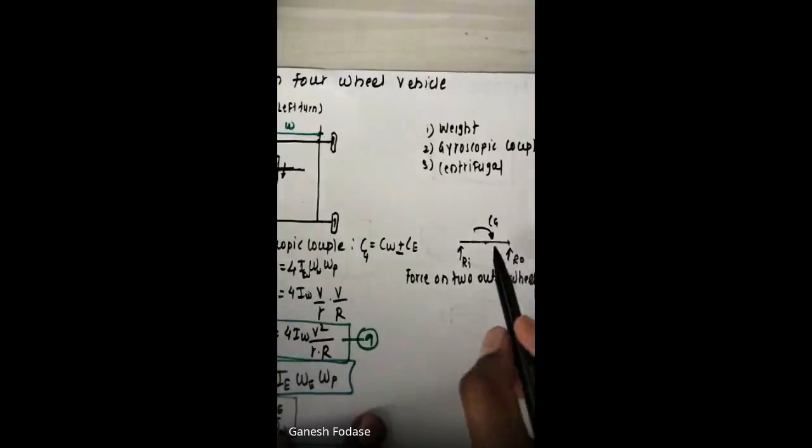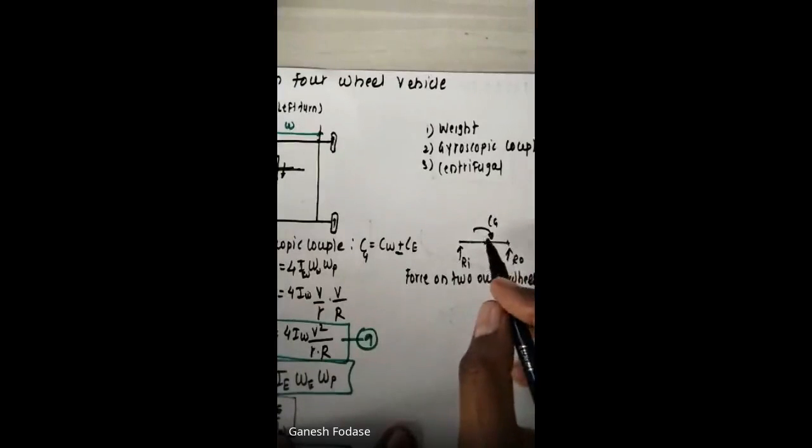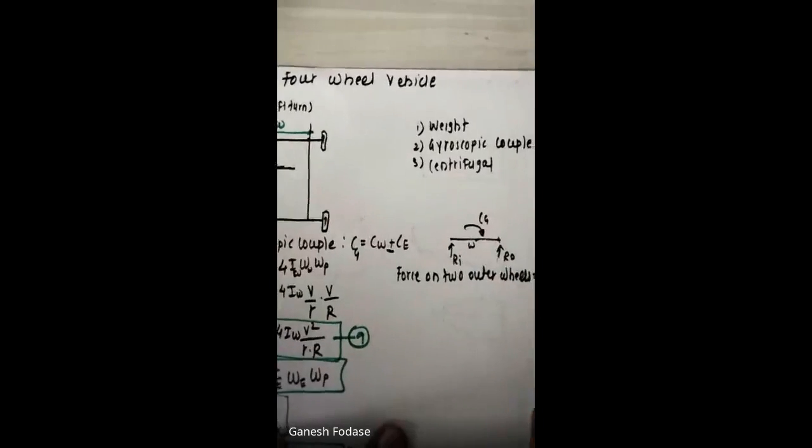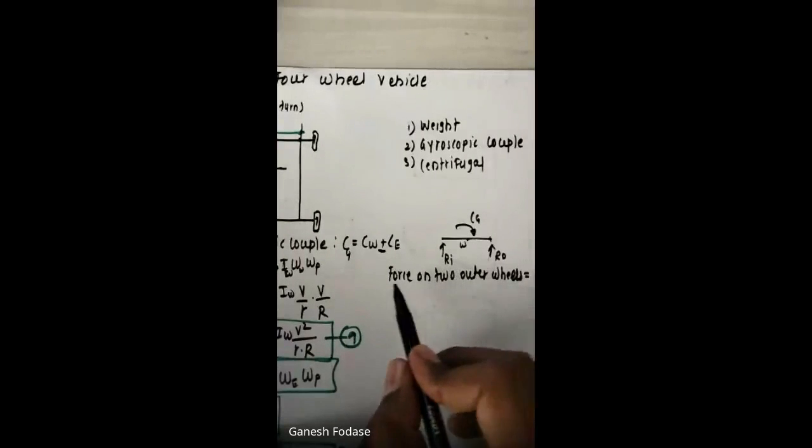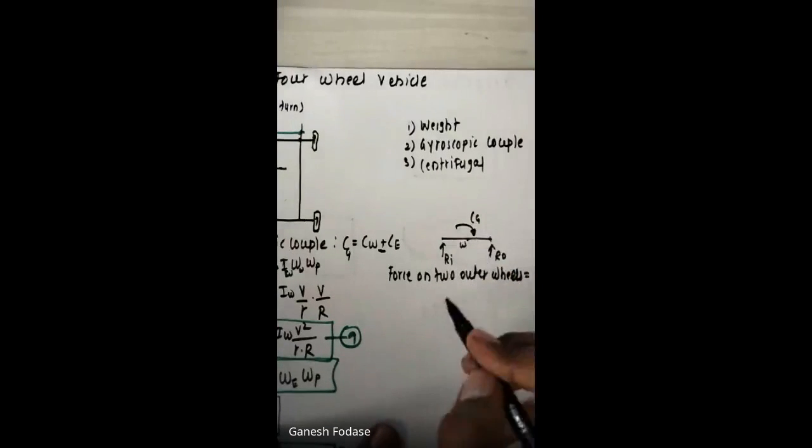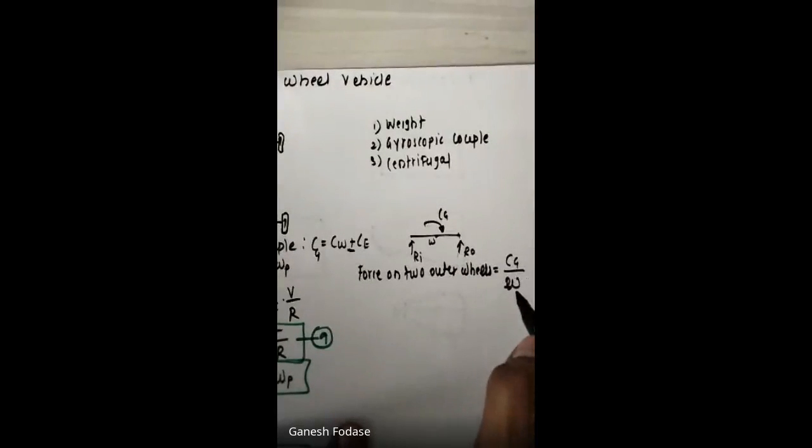You can take the summation of moments about, let's say this is point A, this is point B. If I take moment about A, we get reaction RO. If I want to find the reaction at RI, take moment about RO, this B point. So this distance is W. This force into distance, that is RI into W, RO into W minus CG is equal to 0. So here it is nothing but force. I'm writing force, and then you can find the reactions. So simply by taking moments, we can get it, and I can write like this: CG upon W.